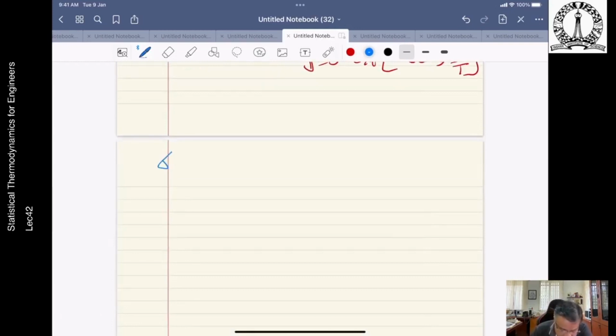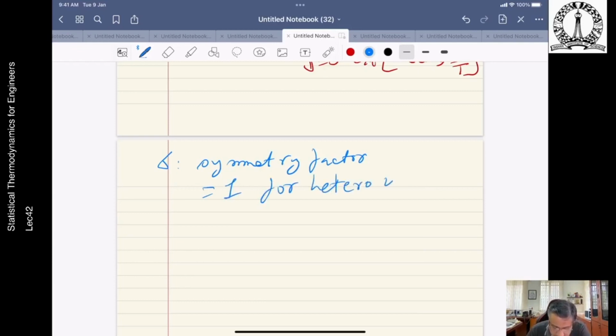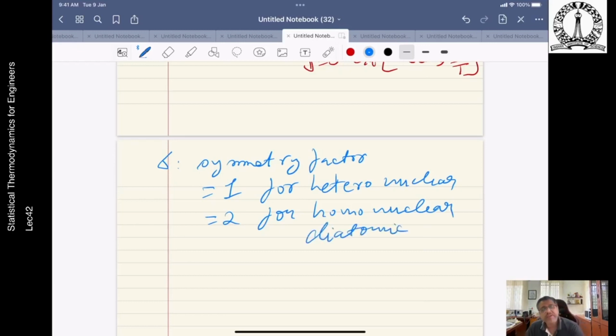Okay, so sigma is basically a symmetry factor, which takes on the value of unity for a heteronuclear and 2 for a homonuclear diatomic. It is equal to 1 for heteronuclear, and equal to 2 for homonuclear. Typically theta R is less than T.